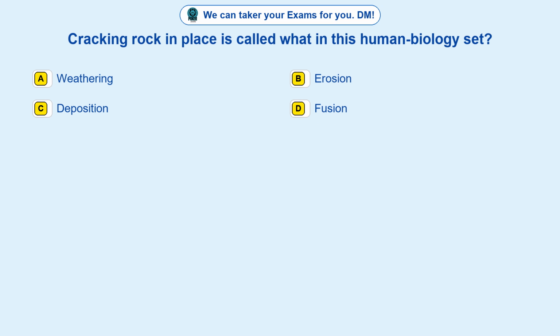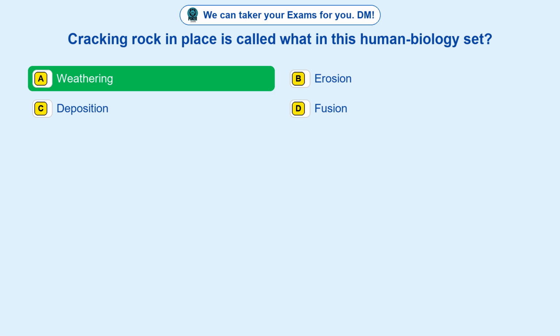Question 81. Cracking rock in place is called what in this human biology set? Option A, weathering. Option B, erosion. Option C, deposition. Option D, fusion. The correct answer is option A, weathering.